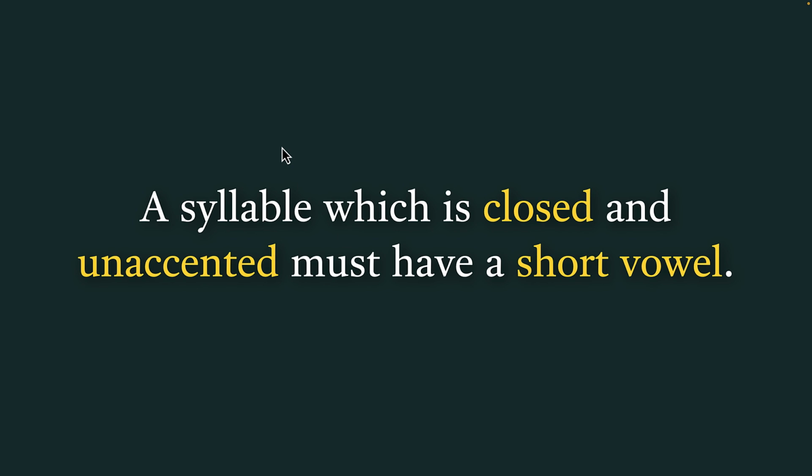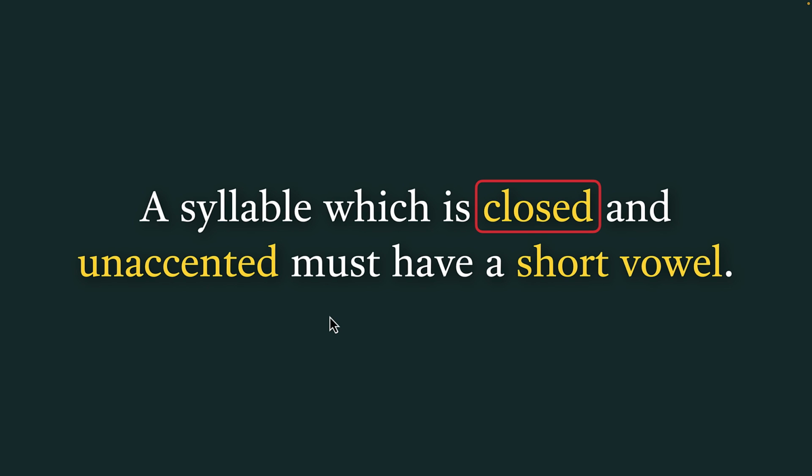This rule is from Wayne Green's grammar book, A Practical Grammar for Classical Hebrew, by J. Wayne Green. He says a syllable which is closed and unaccented must have a short vowel. And using this rule, we can determine many cases where Qamats Qatan, or the O sound, can be used. Now let's go one by one.